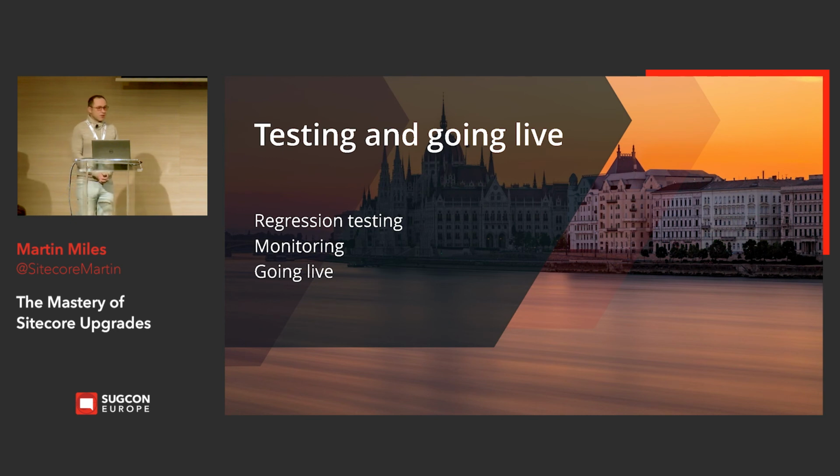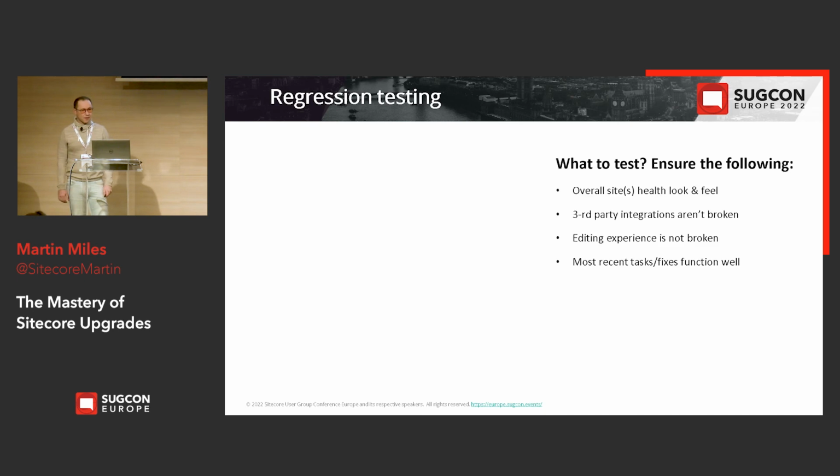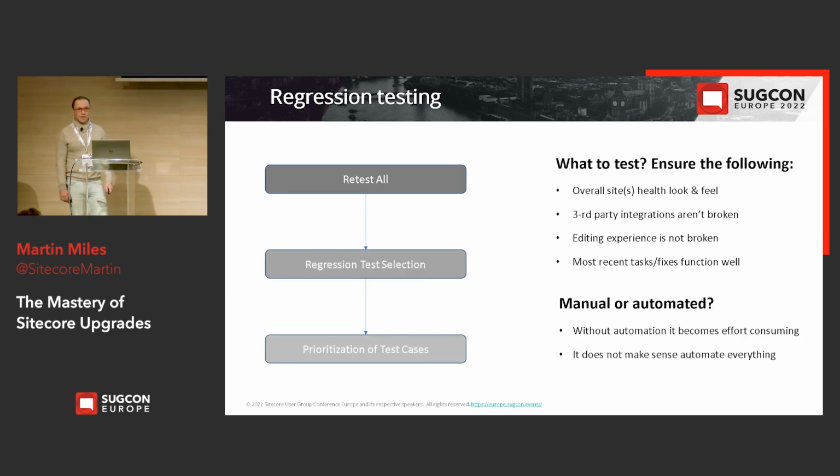And probably the final block: testing and going live. How do we test an upgrade? Regression testing is definitely the thing you need to do. So the question is what to test. You must ensure at least the following. The overall site health, its look and feel, is all as it was before. Please do check third-party integrations. They are not broken, they are supplying the data and doing it perfectly well. Also the editing experience. This is what people sometimes miss out from the testing.